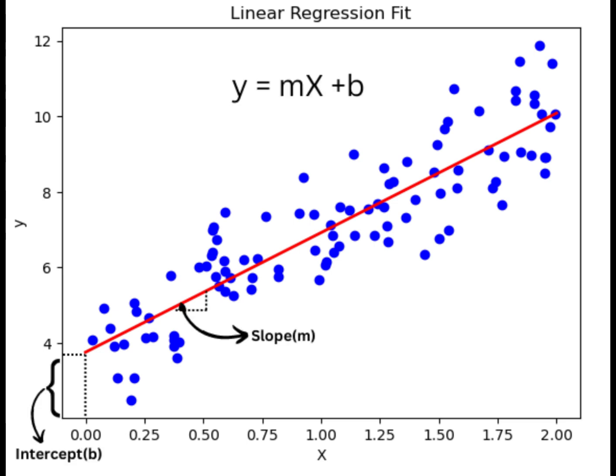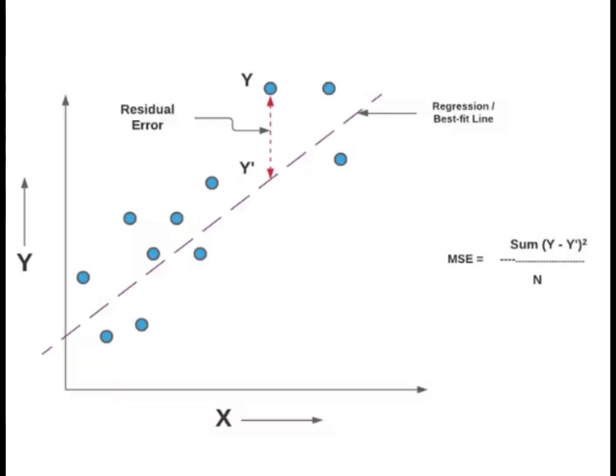In a simple linear regression, we have one independent variable, x, and one dependent variable, y. The relationship between them is described by the equation y equals mx plus b, where m is the slope and b the intercept. The goal is to find the values of m and b that minimize the cost function. This can usually be measured with the mean squared error, or MSE for short.